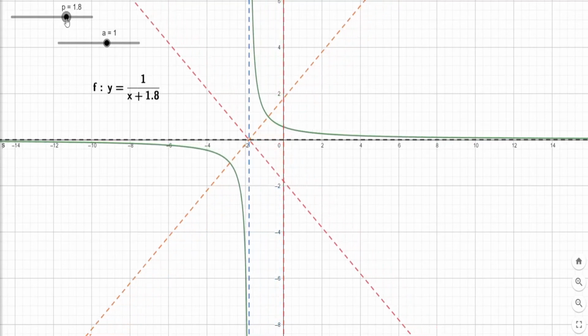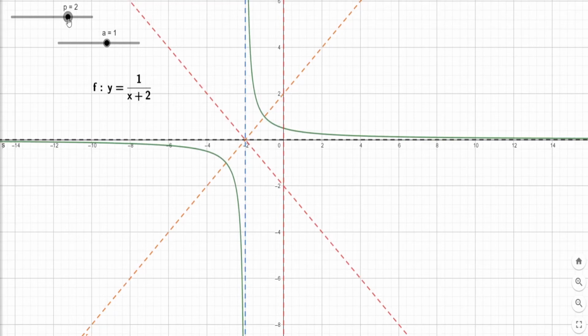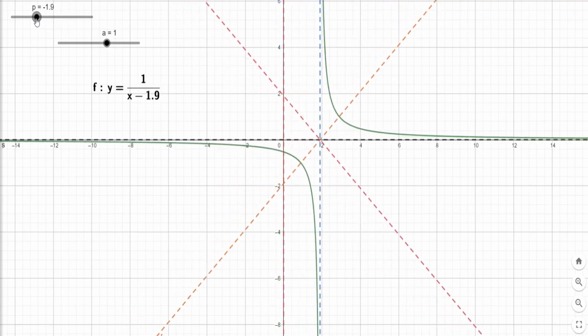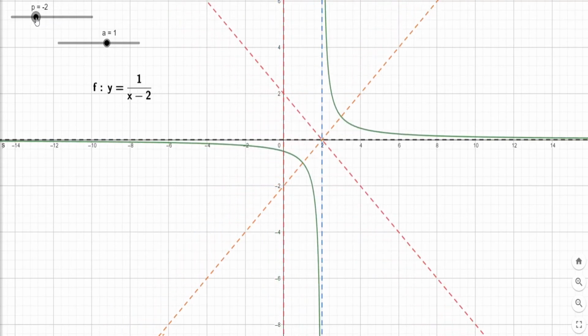So we can see that when we have 1 over x plus 2, we shifted to the left. And also look at the axis of symmetry. It's also moving with the value of p. That means your axis of symmetry changes with changing the value of your asymptote. And let's see what happens when p is negative. When p is positive 2 now, we can see that the graph shifted to the right, and the axis of symmetry also shifted. And the asymptote value now is x equal to minus p.